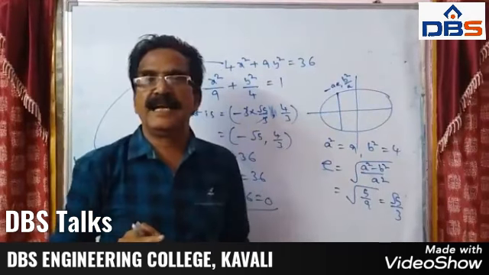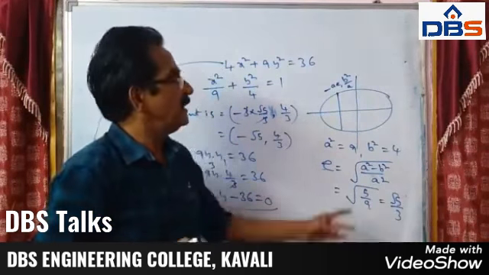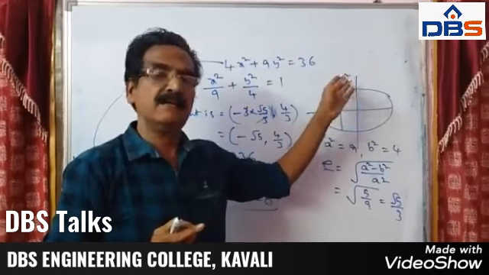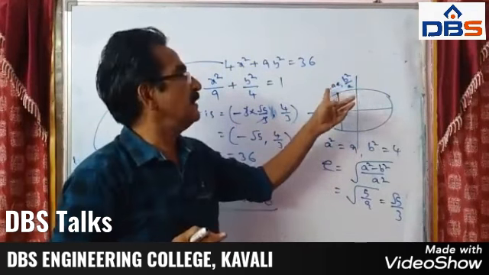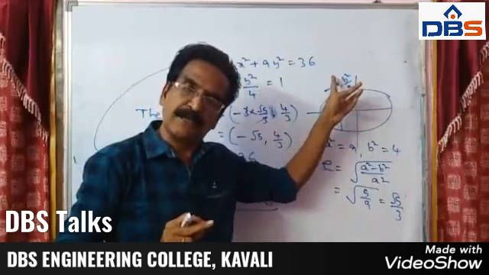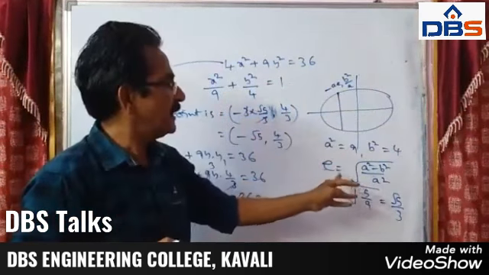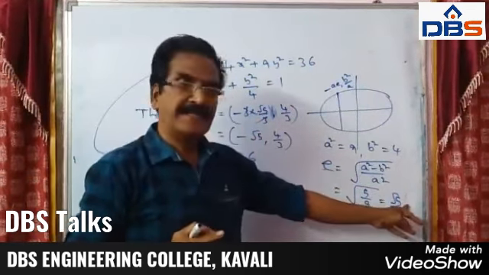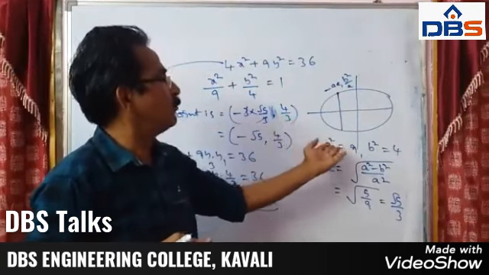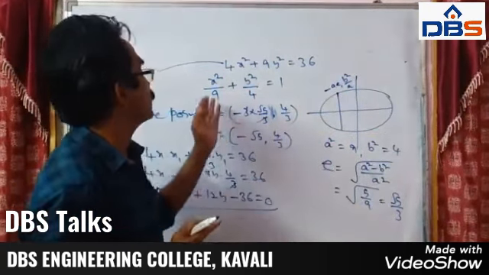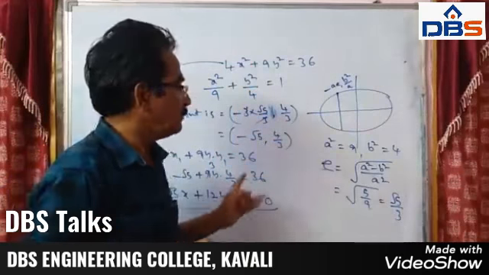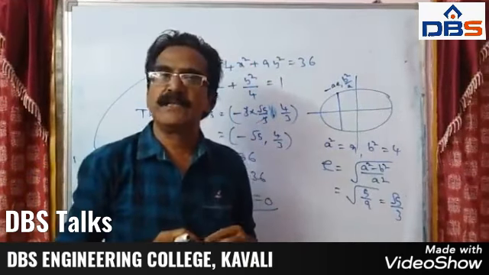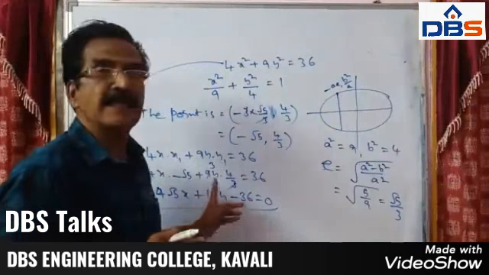It asks at what point? At the end of the latus rectum in the second quadrant. In the second quadrant, the coordinates of the latus rectum are minus ae comma b square by a. Neatly we found e, and a square we know, b square we know. So from this data we can find the equation of the tangent.